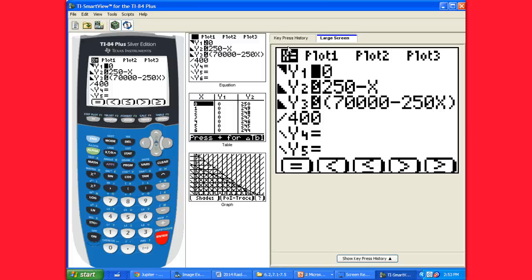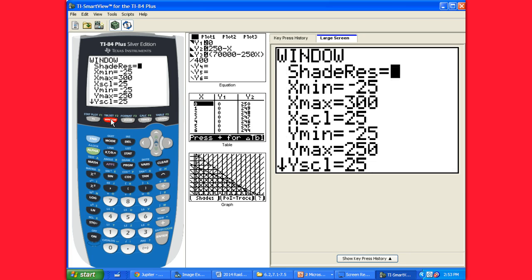Let's go set our window. Now, remember when we graphed this by hand just a couple of minutes ago? You can still see it over here on the board. For our x values, we went from 0 to 300. And for our y values, we went from 0 to 250. So I'm going to do the same thing here. I'm going to back up a little bit so that I can see my x and y axes, and I'm going to go negative 25 to 300 instead of 0 to 300, counting by 25s. And I'm going to go negative 25 to 250 instead of 0 to 250, again, counting by 25s.